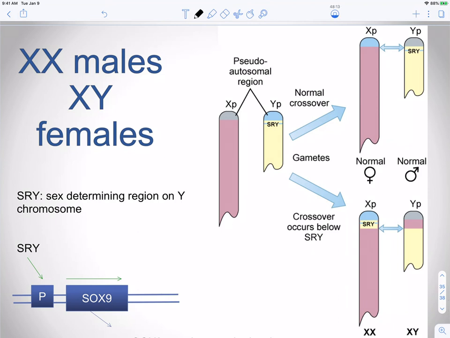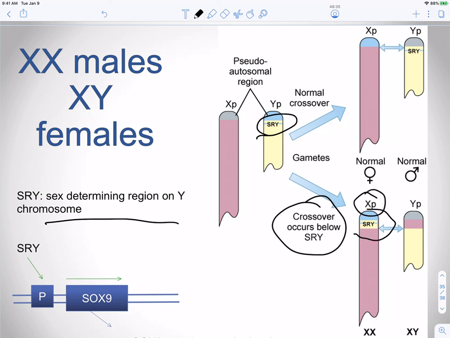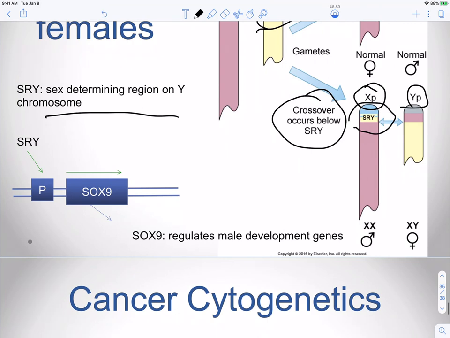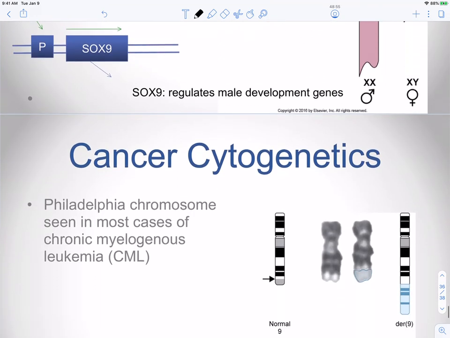And so here we have just your XX males and XY females, and this is due to the SRY gene on your Y chromosome. SRY is for sex-determining region on the Y chromosome. And if a crossover occurs below the SRY, your X chromosome now has the SRY gene, and your Y chromosome lost the SRY gene. So even though you look like a genetic female or genetic male, that SRY locus has shifted, and so it can drive expression of male genes in a female, and you lose those male genes in males.